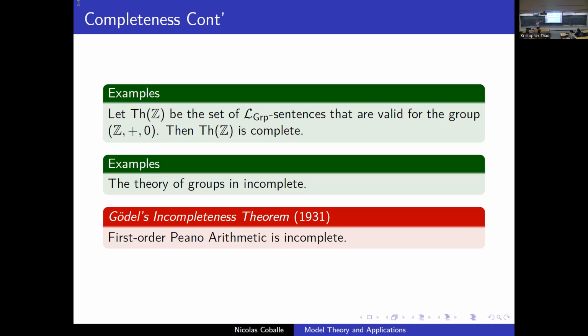So going back, this is Gödel's incompleteness theorem, the theorem you're probably familiar with. And this says that first order Peano arithmetic is incomplete.